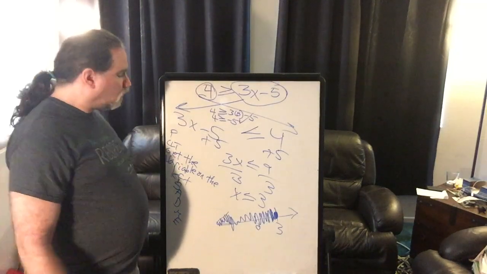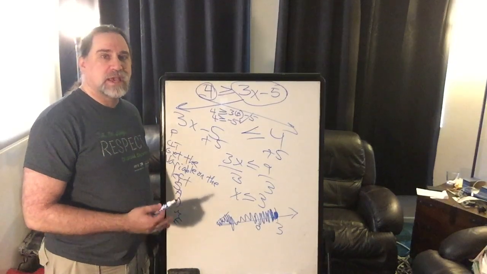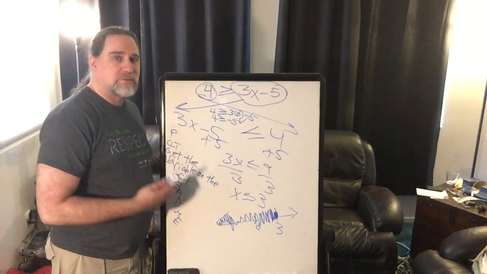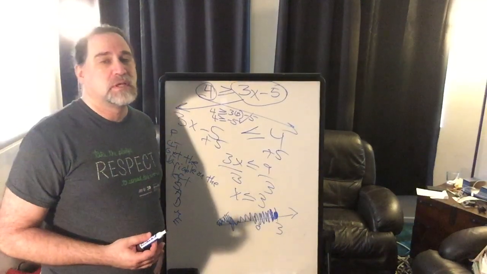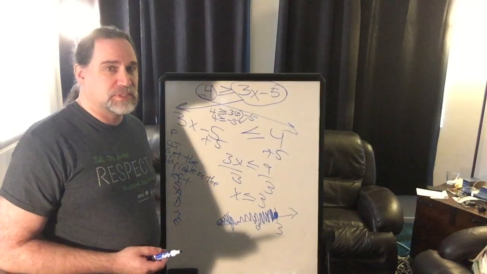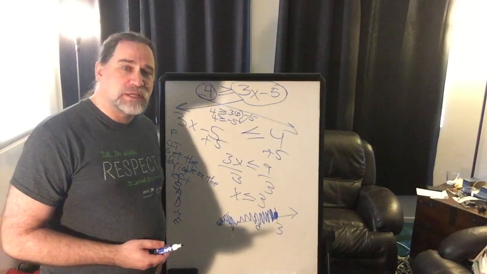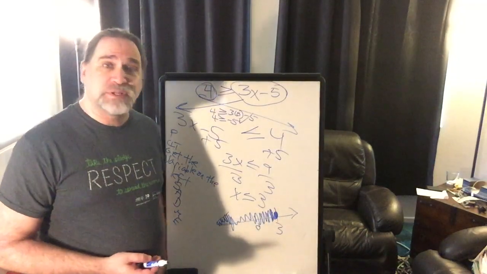Okay? So we now have this new task, and that is make sure the variables are on the left-hand side when solving an inequality. Does that mean you have to? No. Will it make it easier for you? Absolutely. It also makes it easier to read, easier to graph, easier to understand, but it doesn't have to happen.